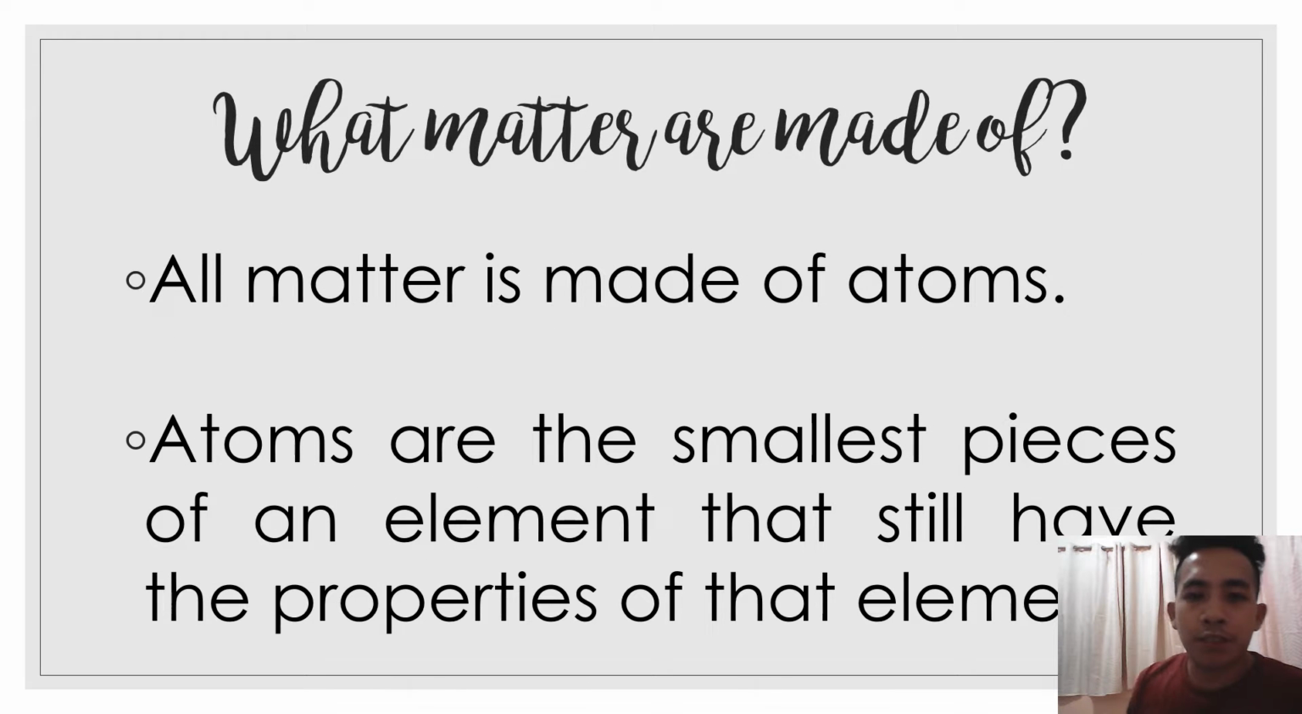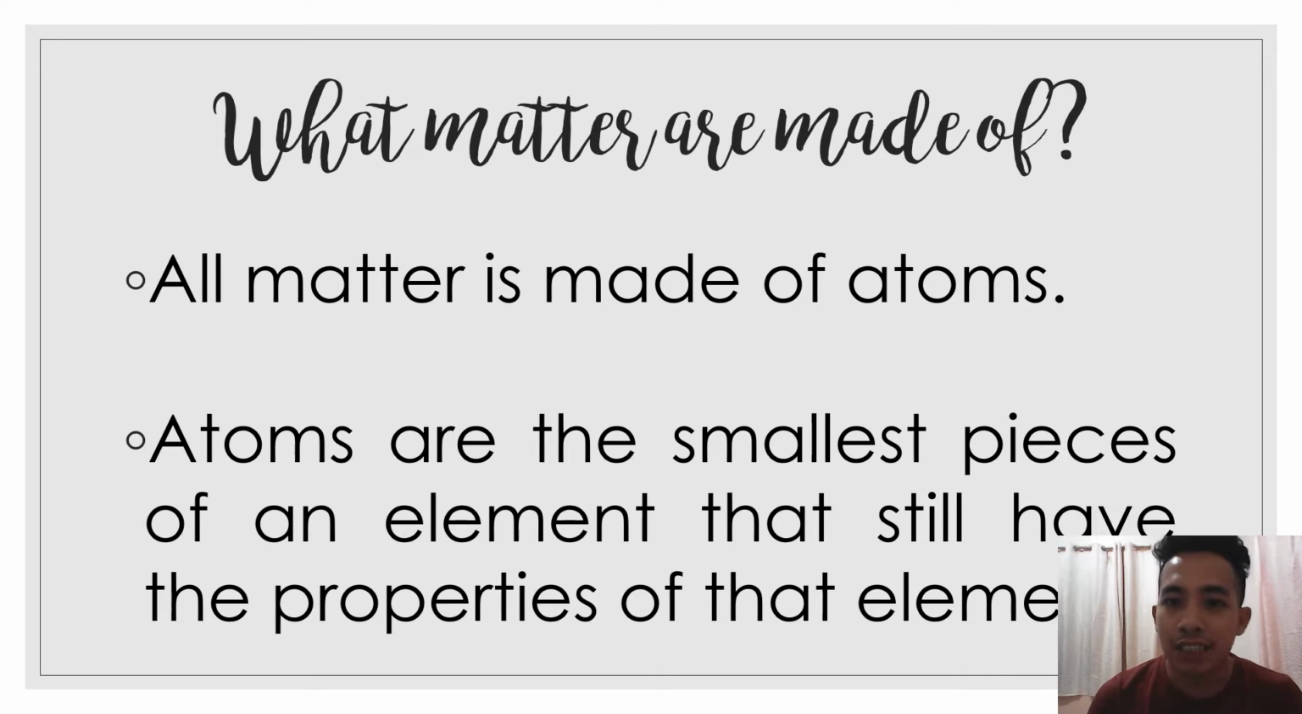Now, what are matter made of? All matter is made of atoms. Atoms are the smallest pieces of an element that still have the properties of that element. So what does it mean? Let's have an example. For instance, you can take a piece of aluminum, an element, and cut it into tiny little pieces. Each piece is still a shiny, lightweight metal.